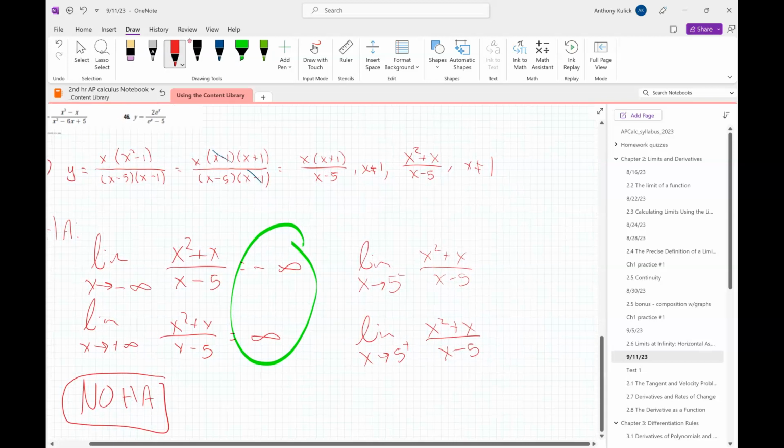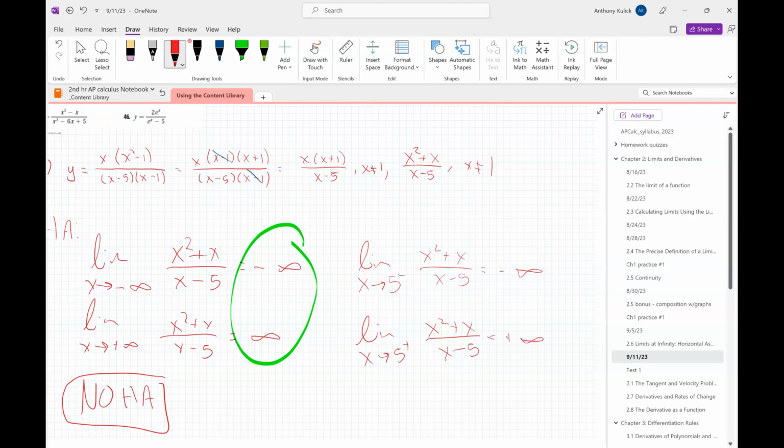So if I pick a number a little less than 5, say 4.999, and I plug that in, the numerator is, the denominator is negative, but it's really close to 0, right? So this is negative heading to infinity. If I do this one, it's the same thing, but it'd be positive over positive. So this stuff tells me I have a vertical asymptote at x equals 5.